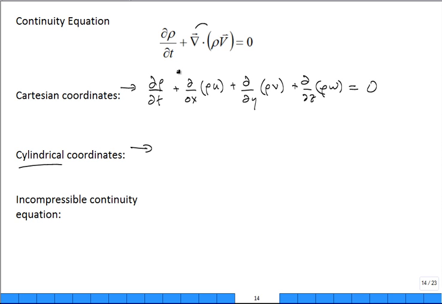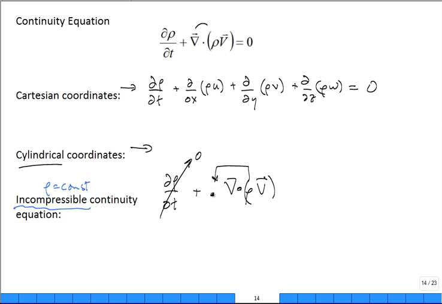Incompressible. What do you mean? A lot of times rho is equal to a constant. If rho is a constant, this continuity equation can be simplified. So what about that time derivative, the partial of rho with respect to time? Does that go to 0 if rho is a constant? Yes. And can I take that rho outside the divergence operator, if it's constant?